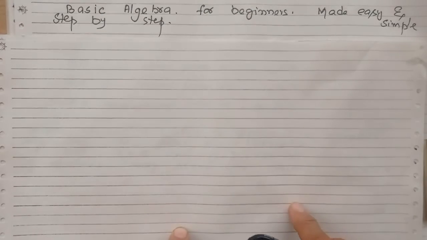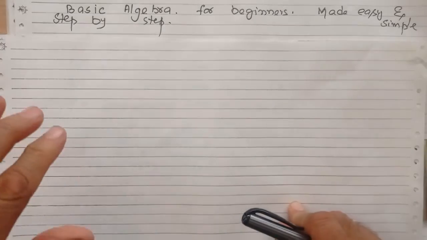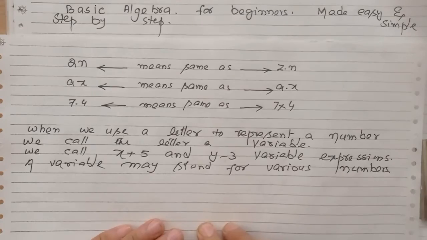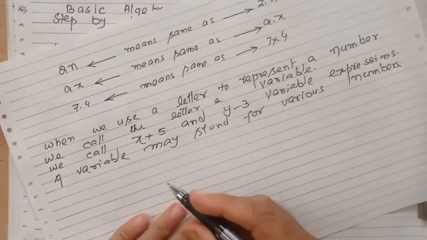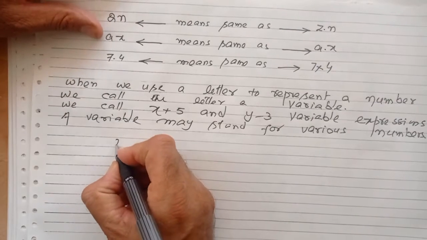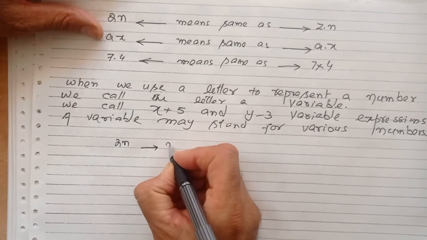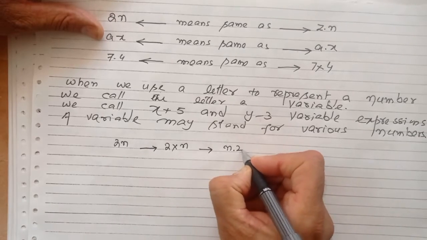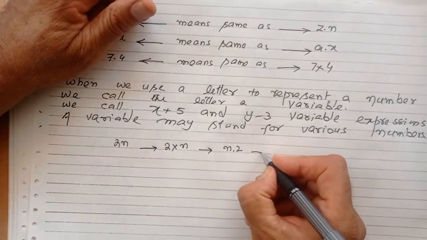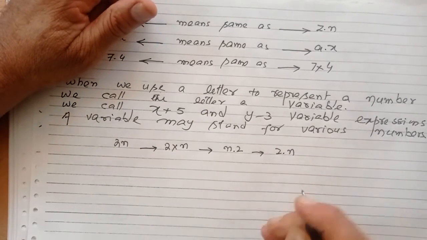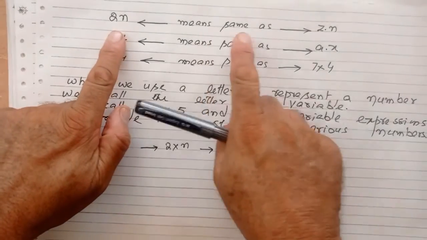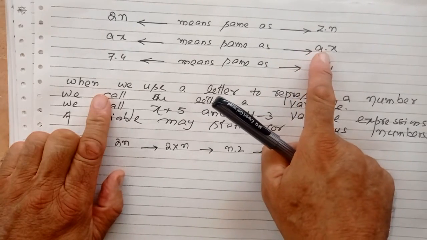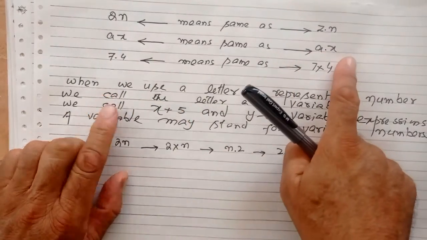Basic algebra for beginners, made easy and simple, step by step. Now, first of all, I would like to tell you that once 2n is written, it means 2 multiplied by n, or 2 into n. So 2n means 2 into n. Ax means a into x.